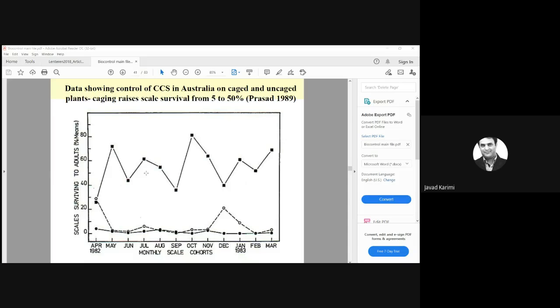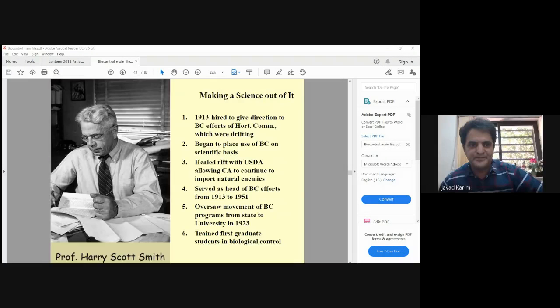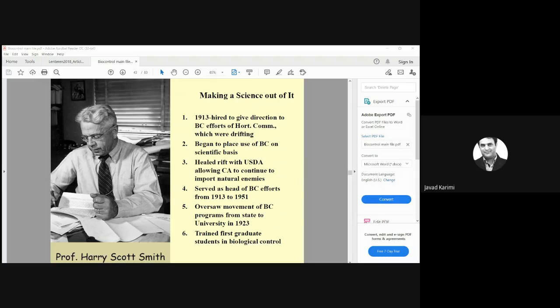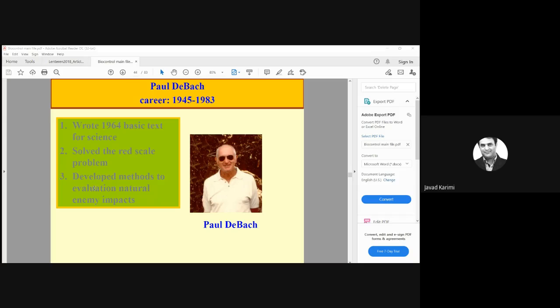After that, you can see the lowering density of the pest here. You can see the establishment of Rodolia here. And this is Professor Harry Smith, who had the main role in defining some main terms about biological control. And also Professor DeBach. He wrote the first basic text for science about biological control. He solved some problem about red scale problem, and also developed some method to evaluate natural enemy and their impact, and founded some basis for biological control.